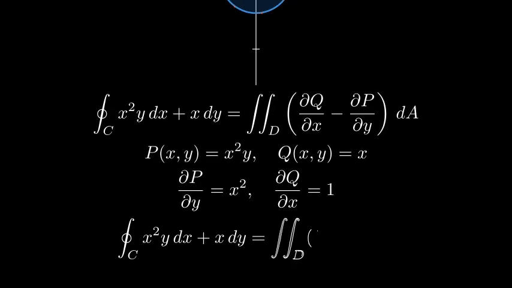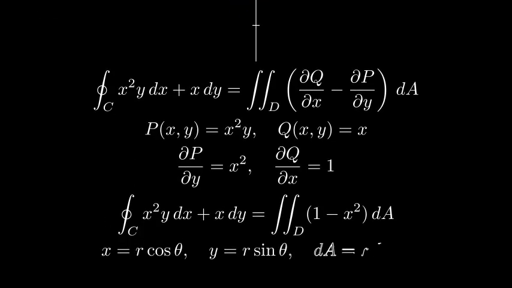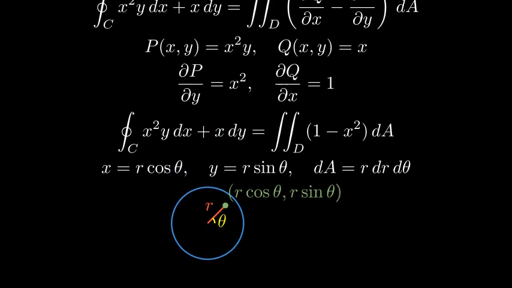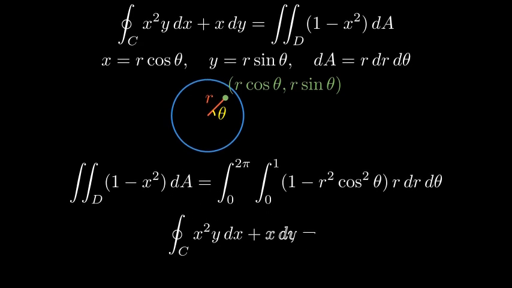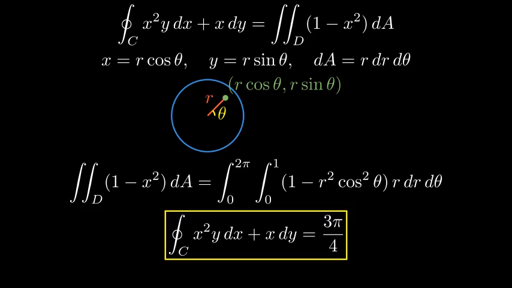To evaluate this double integral, we'll switch to polar coordinates. With x equals r cosine theta, and y equals r sine theta, and dA equals r dr d theta, our integral becomes the double integral from theta equals 0 to 2 pi, and r equals 0 to 1 of 1 minus r squared cosine squared theta times r dr d theta. After evaluating this integral through several steps, we get the final answer, 3 pi over 4. So the value of our original line integral is 3 pi over 4.